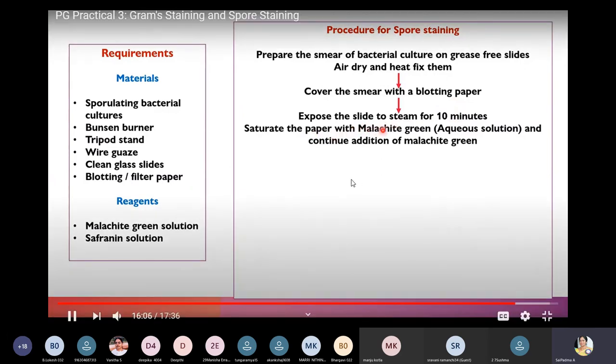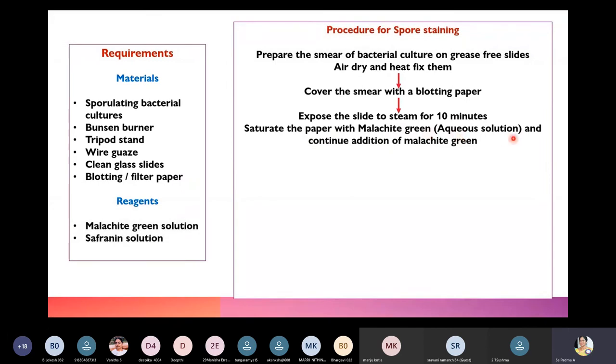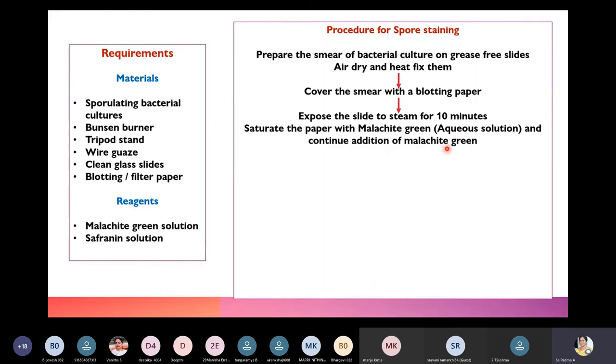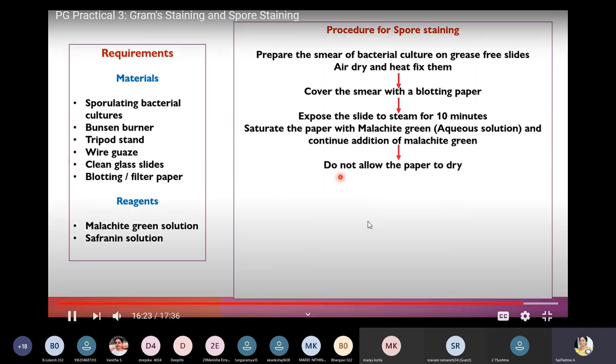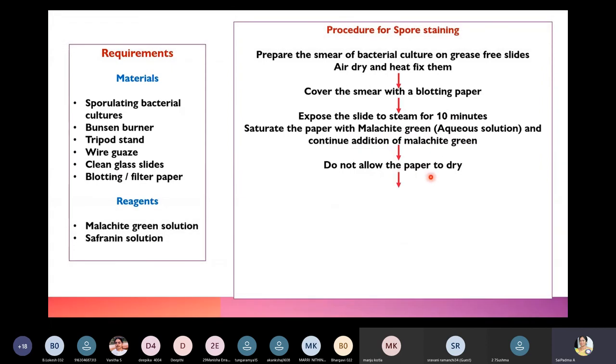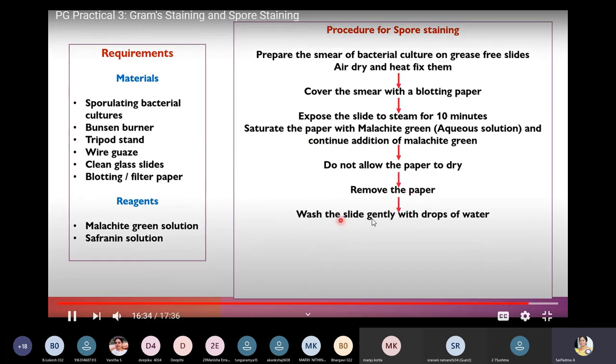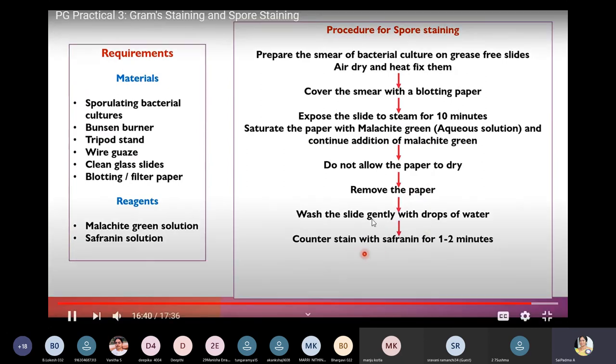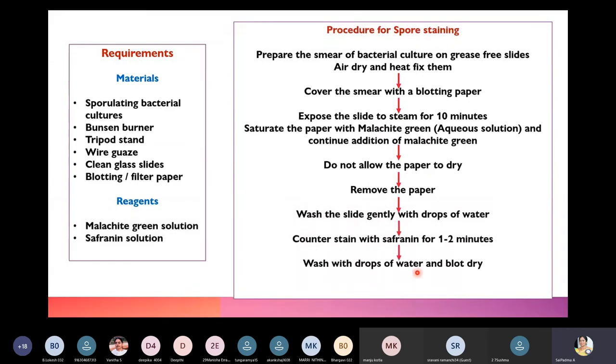While exposing the slide to the steam for 10 minutes, saturate the blotting paper with malachite green, which is prepared in aqueous solution form, and continue the addition of malachite green for 10 minutes. During this process, make sure that the blotting paper which we have placed on top of the smear does not dry. Now, remove the paper after 10 minutes and wash the slide gently with a few drops of water. Then counter stain the sample with safranin for 1 to 2 minutes.